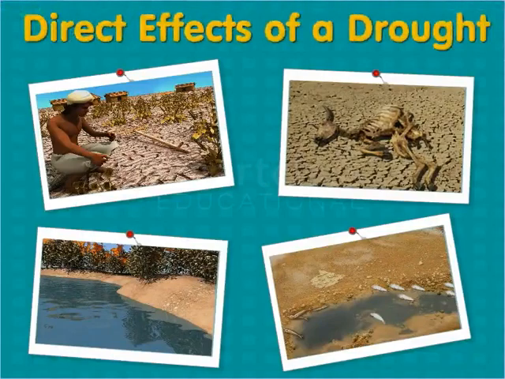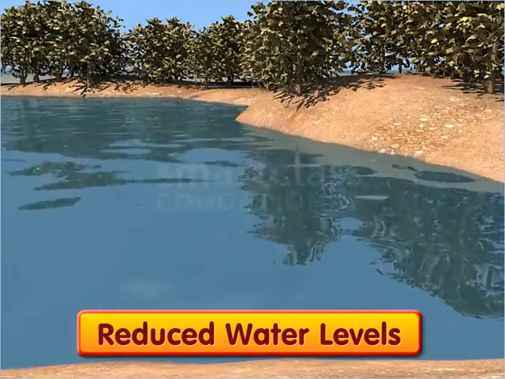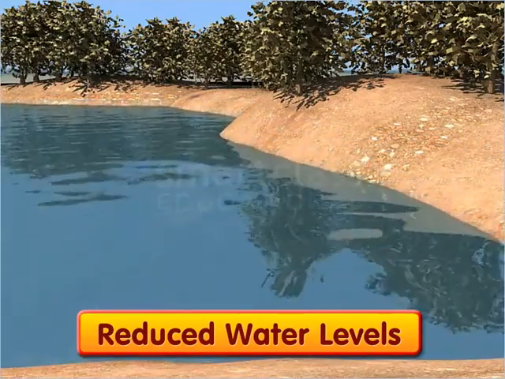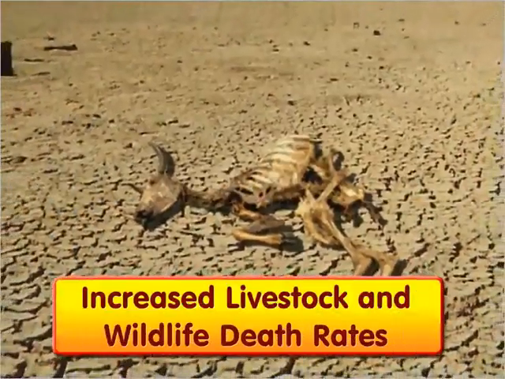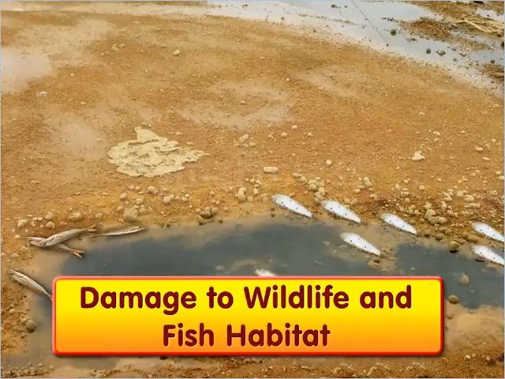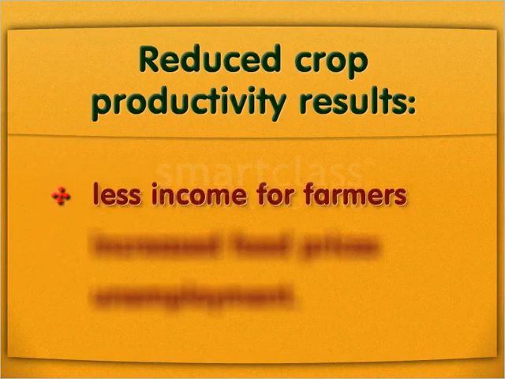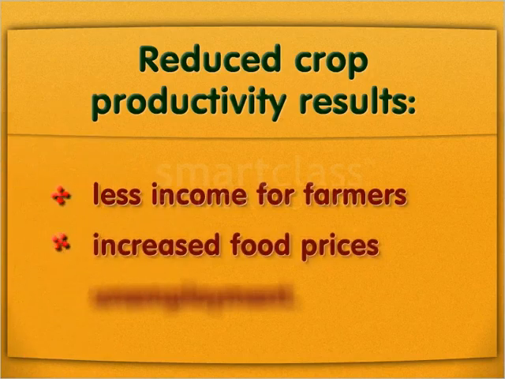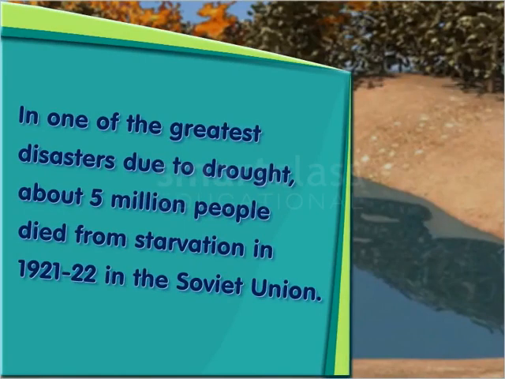Direct effects of a drought include reduced crop productivity, reduced water levels, increased fire hazard, increased livestock and wildlife death rates, and damage to wildlife and fish habitat. Reduced crop productivity results in less income for farmers, increased food prices, and unemployment. In one of the greatest disasters due to drought, about 5 million people died from starvation in 1921-22 in the Soviet Union.